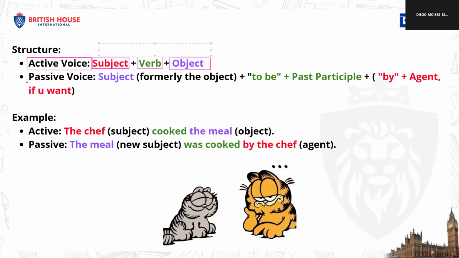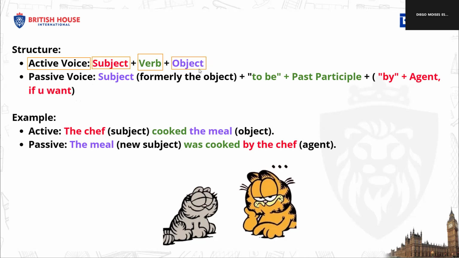And now we have another one, which is the passive voice. And what happens with the passive voice? Well, look at this. You have colors for this, so you understand this as easily as you can. For example, in our active voice sentence, the subject is in red, the verb is in green, and the object is in purple.